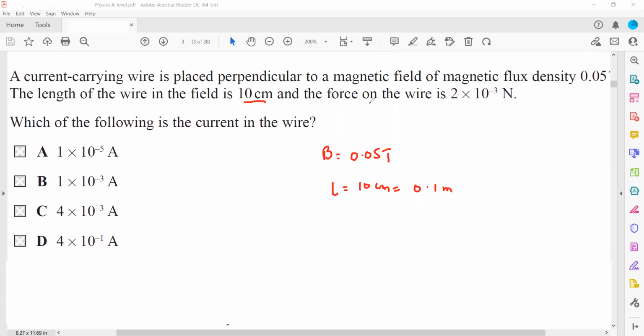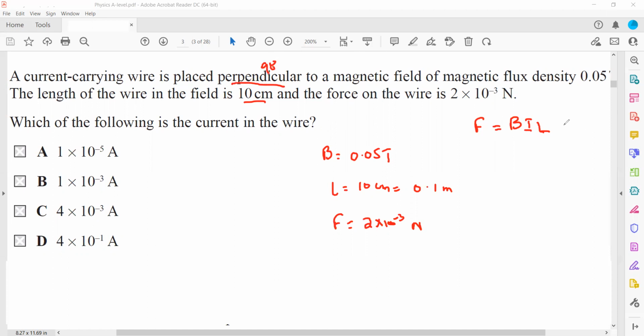Then the force is about 2 into 10 to the power minus 3 Newton. That's the force on this. Which of the following is the current? So how to find the current? We have the formula that the force on a wire placed in a magnetic field is F equals B, the strength of the magnetic field, I is the current and L is the length, and it is perpendicular. Whenever it is placed perpendicular, it means the angle is 90.